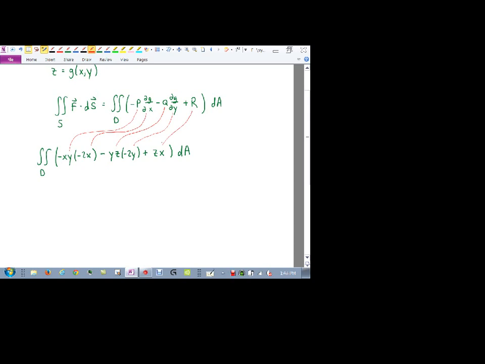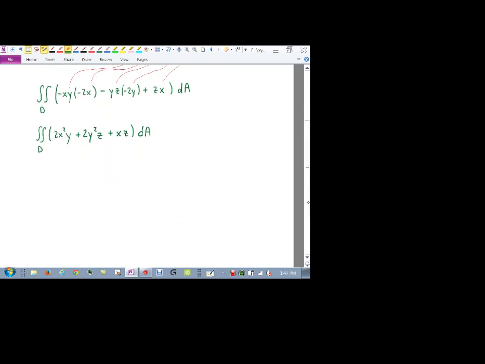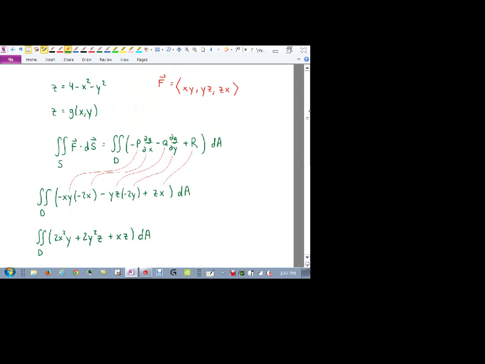Let me try and clean this up a little bit. I'll get my limits of integration in there in a second. This is 2x squared y plus 2y squared z plus xz dA. My two variables that I'm using here are x and y, right? Those are the ones that are going to make up my domain. Do you see the little issue we still have to resolve? We have to get rid of the z, right? But z was 4 minus x squared minus y squared.